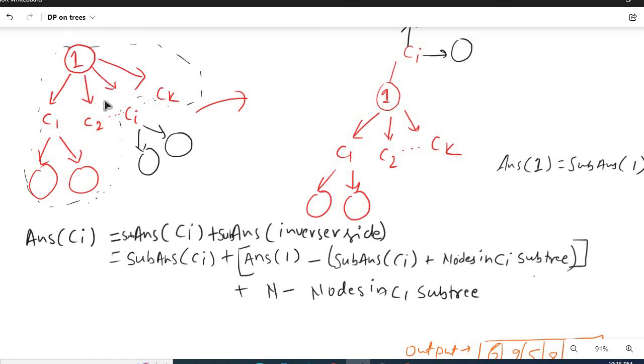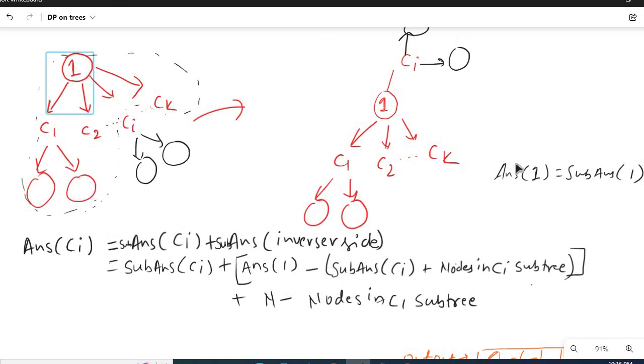Over there you are just calculating, for any node, the sum of all the nodes that are below it. But you can also calculate for the nodes that are above that node. So the total answer of Ci would be the subtree answer of Ci plus the inverse side of it. The best part is for answer 1, the sub answer is equal to the answer, and you got the logic.